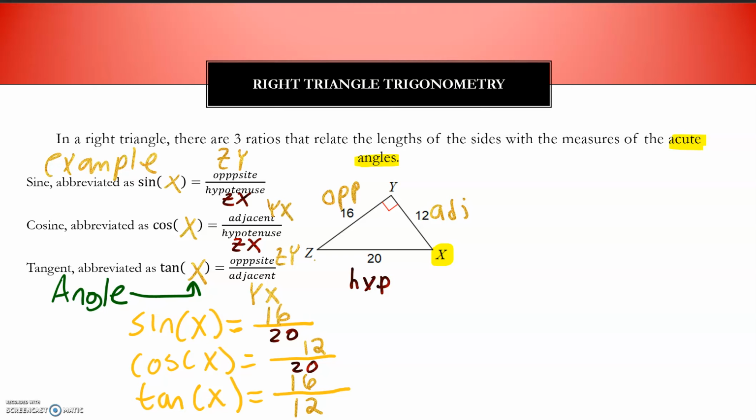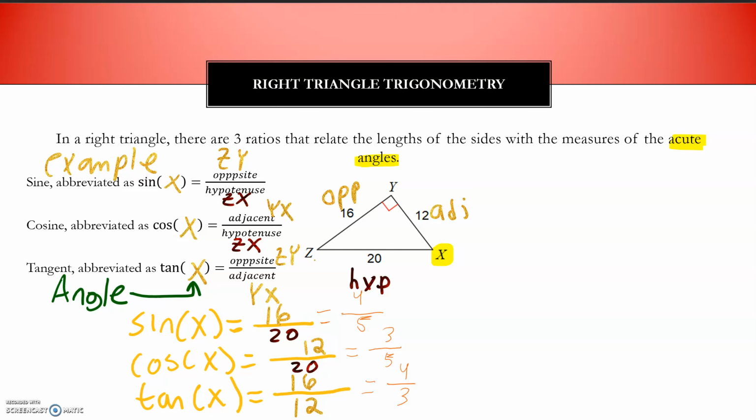You do have to reduce. To reduce, you would just do it the same way you would any other fraction. 16 and 20 are both divisible by 4, we get 4/5. 12 and 20 are both divisible by 4, we get 3/5. 16 and 12 are both divisible by 4, we get 4/3. Okay? And that's all it is.